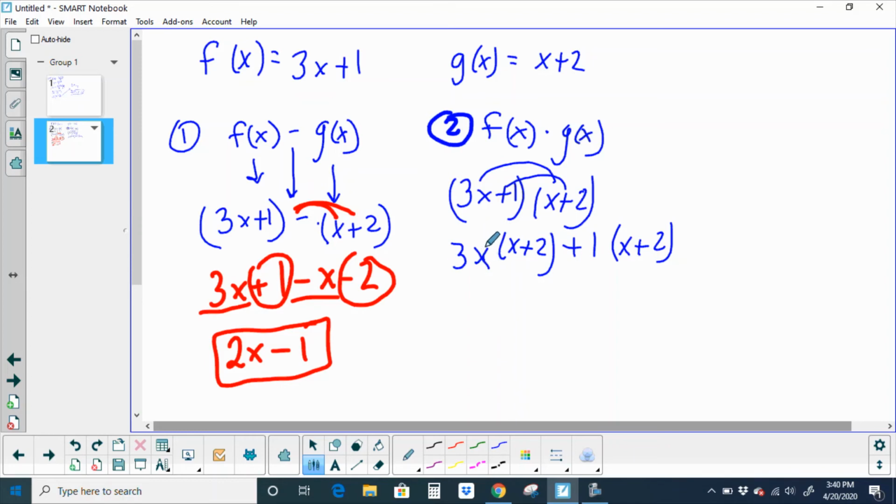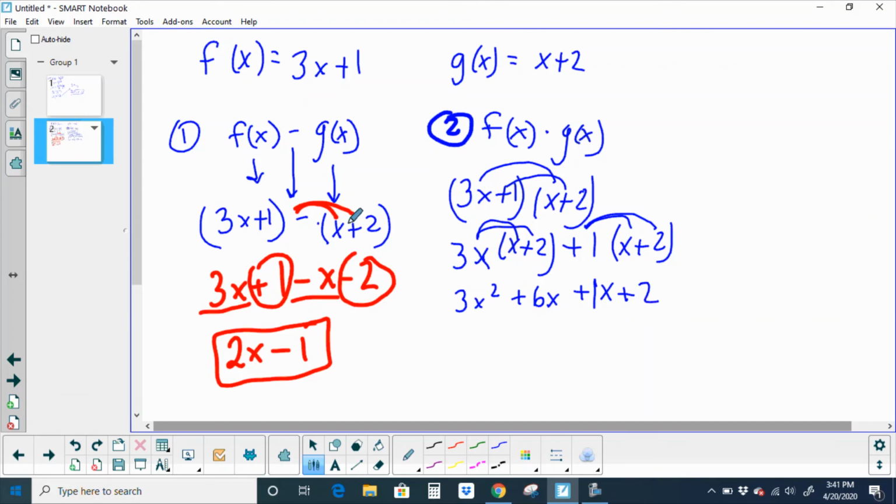Then we're just going to distribute each of these. So if we distribute 3x to x plus 2, 3x times x is 3x squared. 3x times 2 is 6x. And then now we're on to the plus 1. Positive 1 to the x plus 2. So positive 1 times x is x. Or if you like, you can show the 1 for 1x. And then 1 times 2 is just 2.